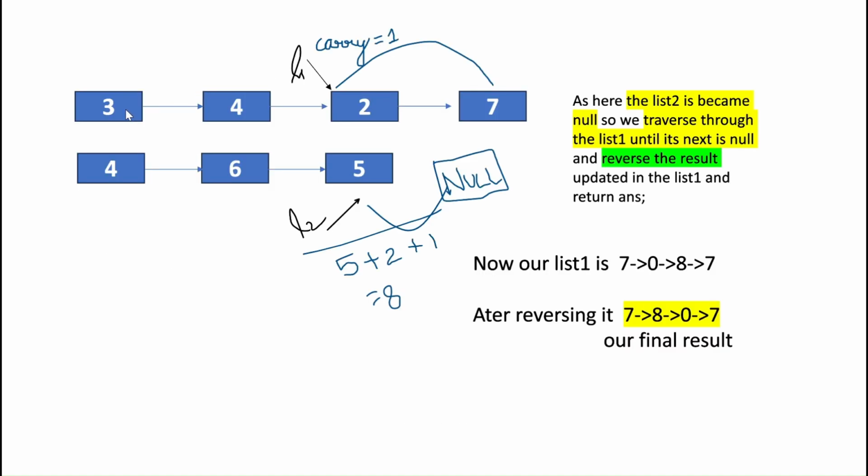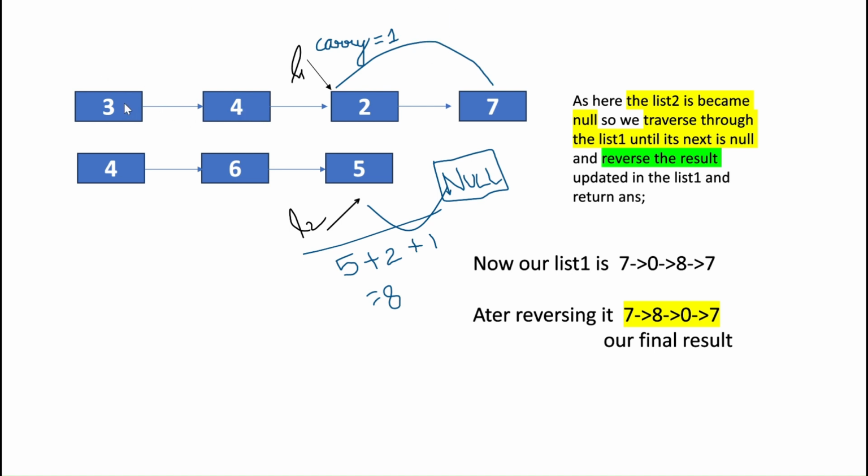Okay, I want to discuss one case for you. That is, if L1 dot size is lesser and the other size is bigger. Let's consider that in L1, there are only 3 and 4 nodes present. There is no 2 and 7. And in L2, there are 4, 6, 5.